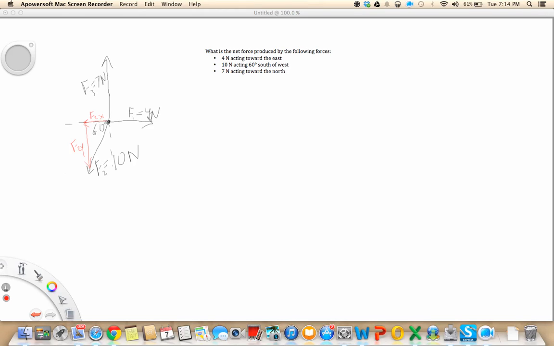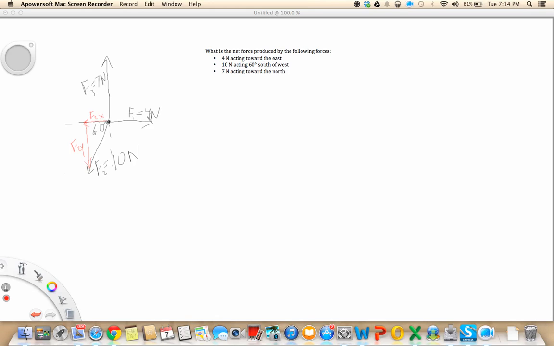All right, let's give this a try. So we're going to have a net force that's going to be acting on some object. And I've gone ahead and I've made my picture. Forgive me for it being sloppy, but we have a force of 4 newtons acting to the east, a force of 10 newtons acting 60 degrees south of the west line, and a force of 7 newtons acting north.